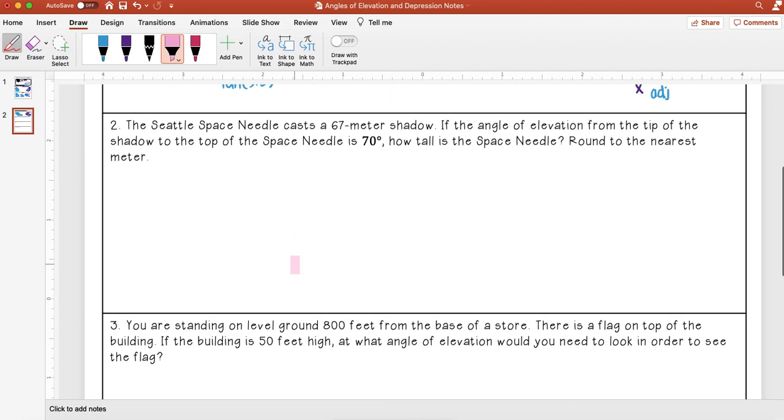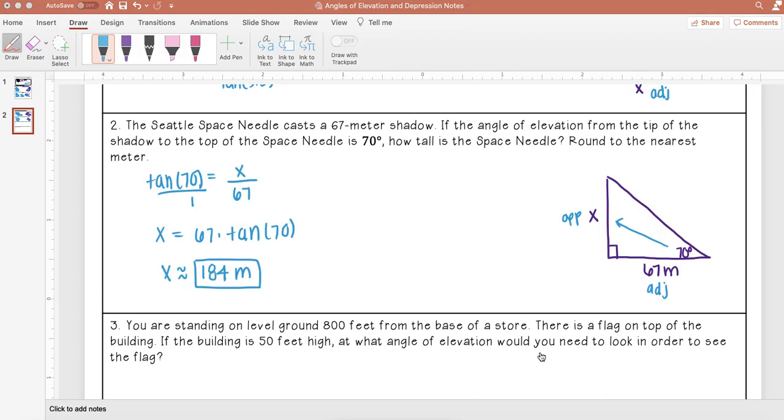Okay, pause the video again and try number 2. So the answer you should have gotten for this one was 184 meters. This one, we have the Space Needle here, and since there's an angle of elevation from the tip of the shadow to the top of the Space Needle, that's going to be this angle right here. And so this will end up being tangent, and when you solve, you get 184.